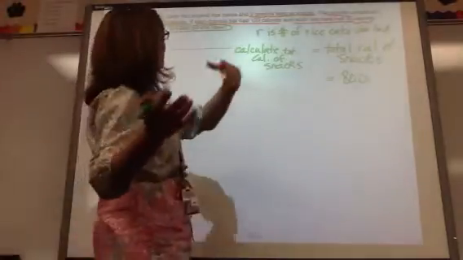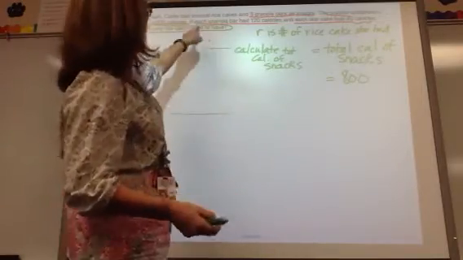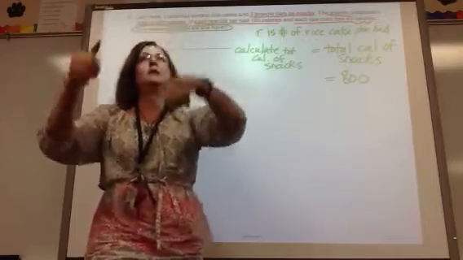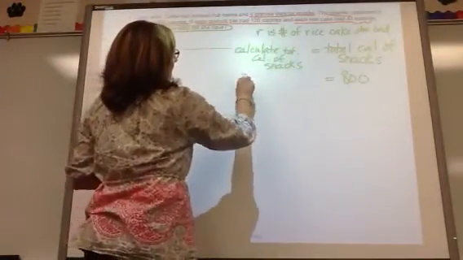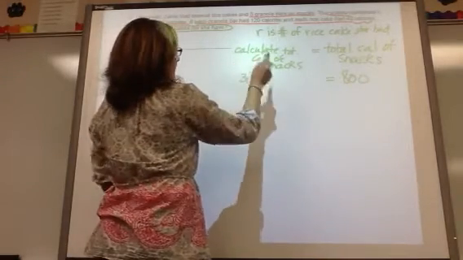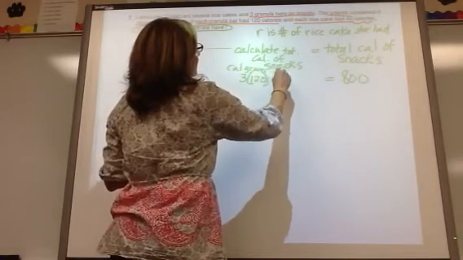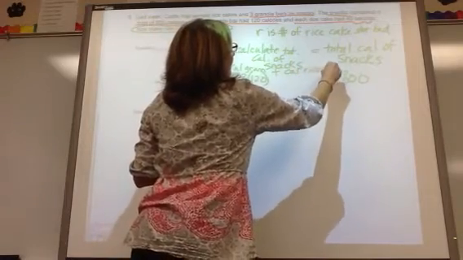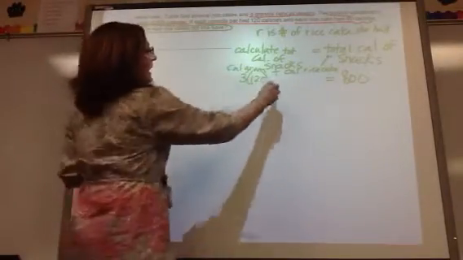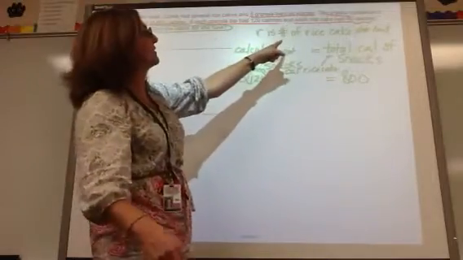Well, we've got granola bars and we've got rice cakes. We have 3 granola bars and several rice cakes. We don't know how many. But the granola bars are 120 calories each. So can we get the total calories if we have 3 granola bars and they're 120 each? Yeah, 120 plus 120 plus 120, or 3 times 120 calories. So we're doing the calories of the granola bars plus the calories of the rice cakes, and that'll give us the total calories of the snacks. Well, we don't know how many rice cakes. That's our R.